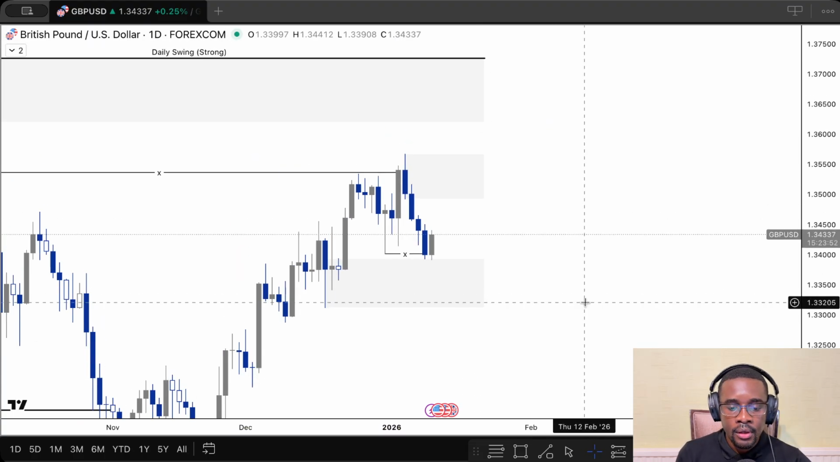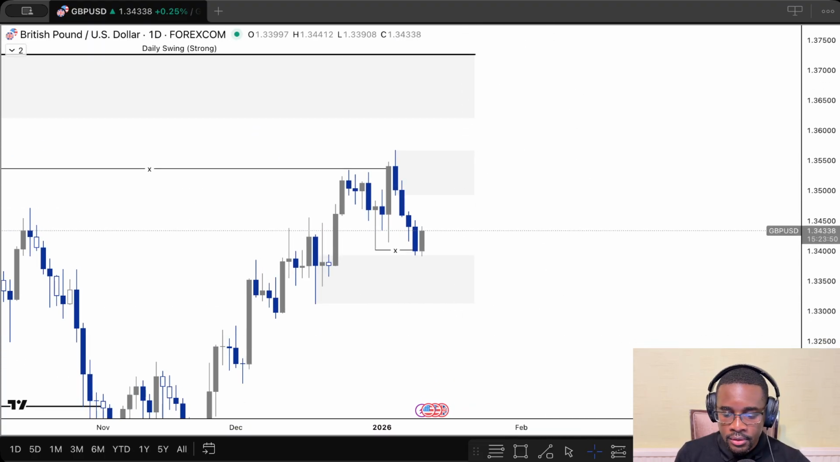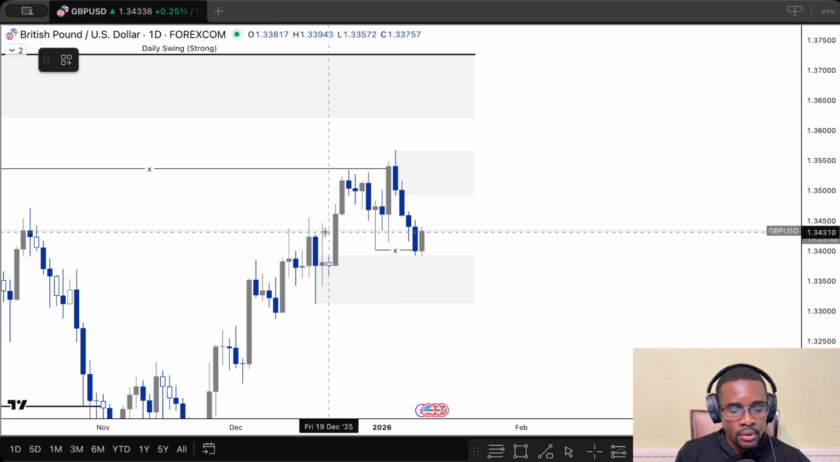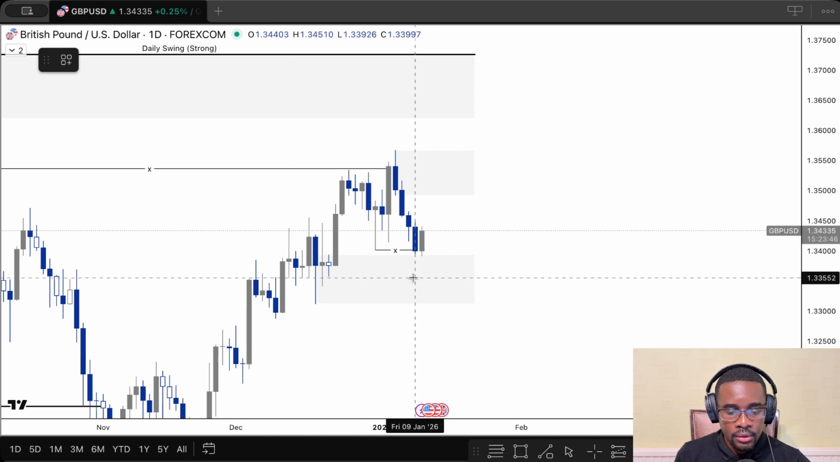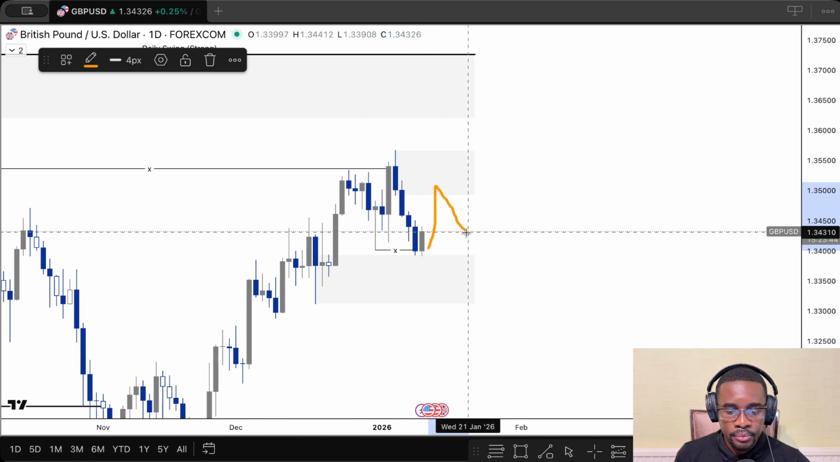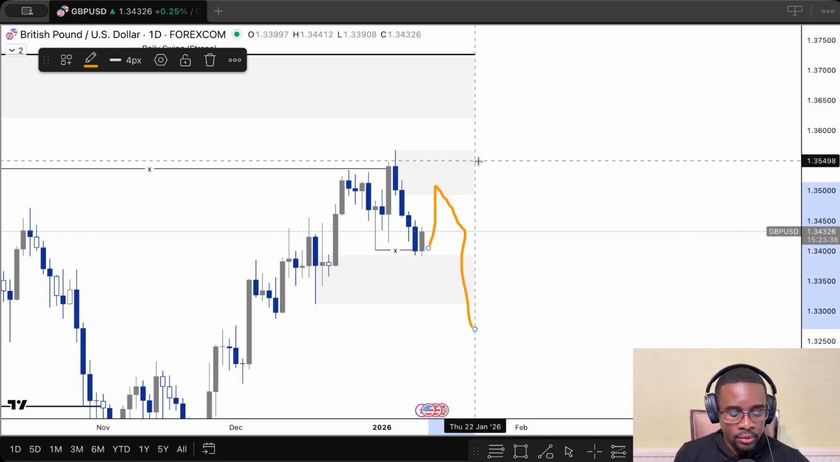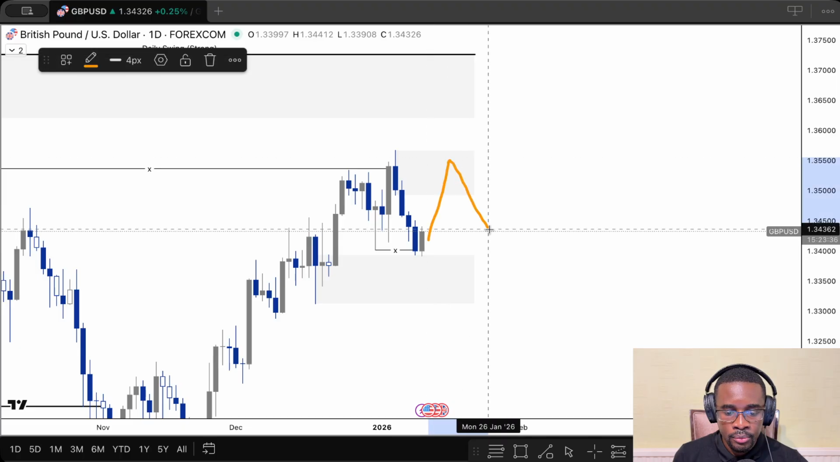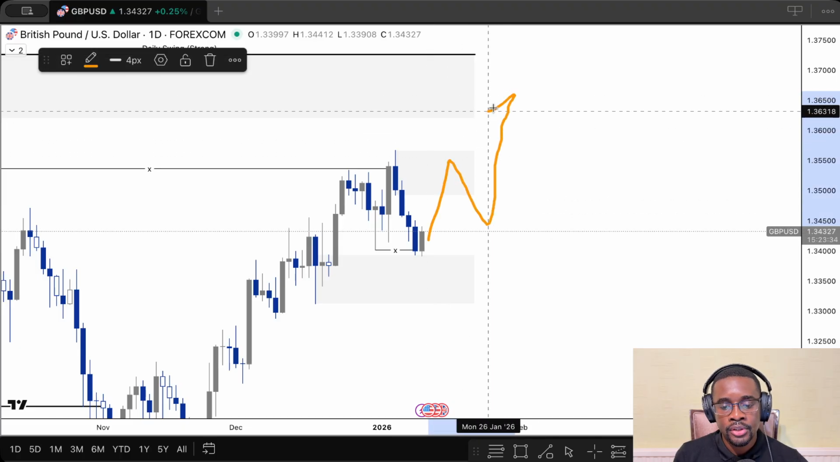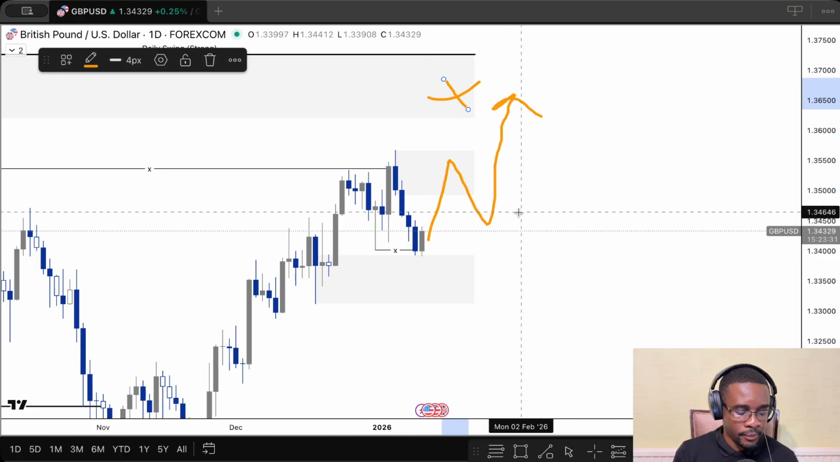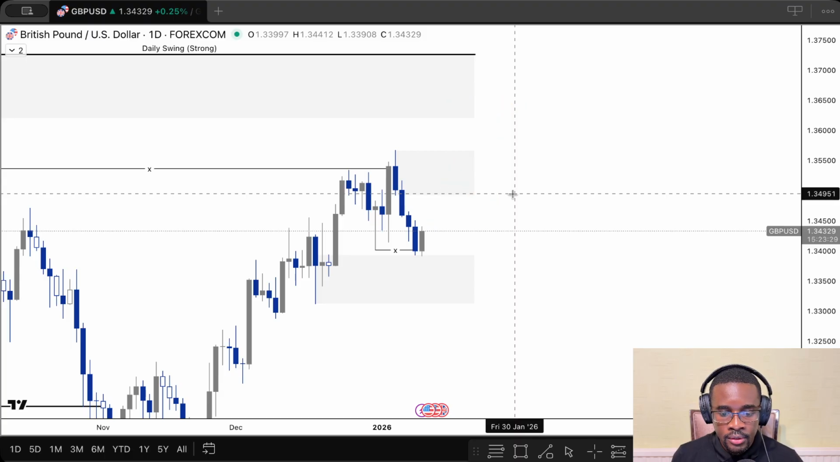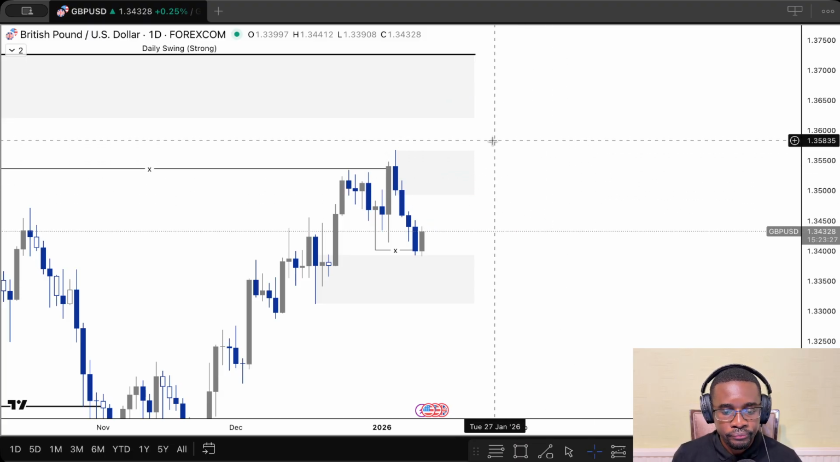Okay, so price in this case now could mitigate, pull back, either pull back to take out this. If it fails to do that, then it could pull back and then we continue higher, at least to mitigate this POI. So those are the two things that could happen this week.